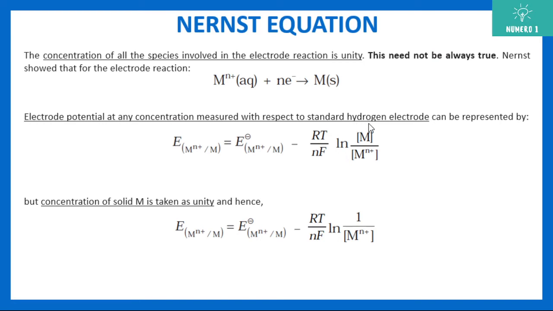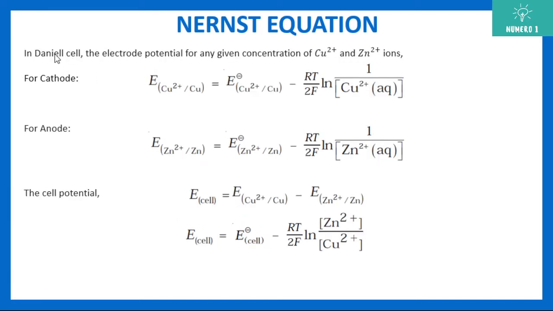Now let me give you an example. For example, we were talking about the Daniell cell. For the cathode part, you can write E of cathode is equal to E naught of cathode minus RT upon 2F. Why is there 2? Because 2 electrons are involved in the Daniell cell. ln of 1 upon Cu2 plus aqueous.